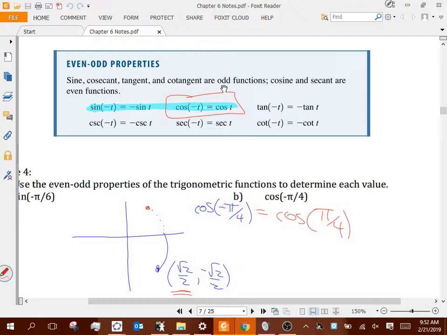Why is that the case? Remember, cosine is just an x value, right? I'm going from 0 to 0, and I want to get to that point. Do I travel that x distance first? If I'm going to that red point, do I travel the exact same x distance? Yeah. So if this one was positive, that one's positive.